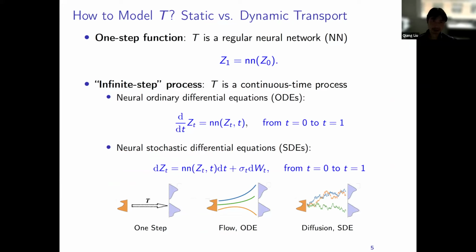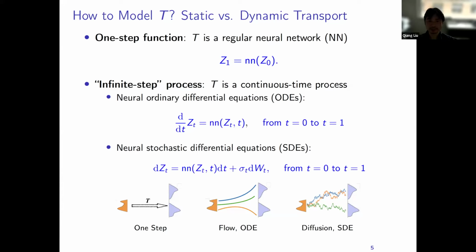So in the literature, especially in the machine learning and generative modeling literature, people have been trying to attack this problem. There are roughly two types of methods, depending on what kind of T we want to model. If the transport mapping T is modeled as a regular neural network, then we just want to find the black box mapping that takes pi0 to pi1, and this reduces to the traditional methods such as generative adversarial networks, VAEs, normalizing flows, things like that.